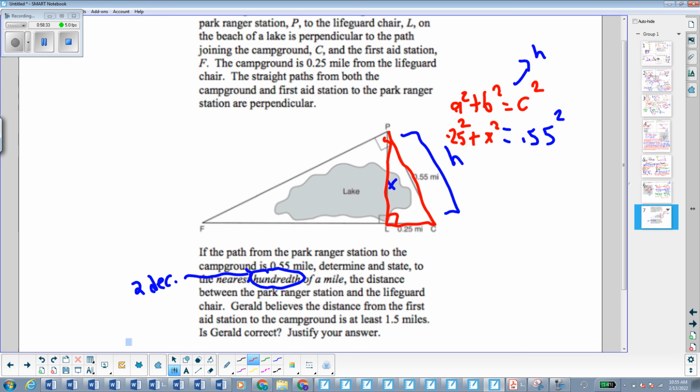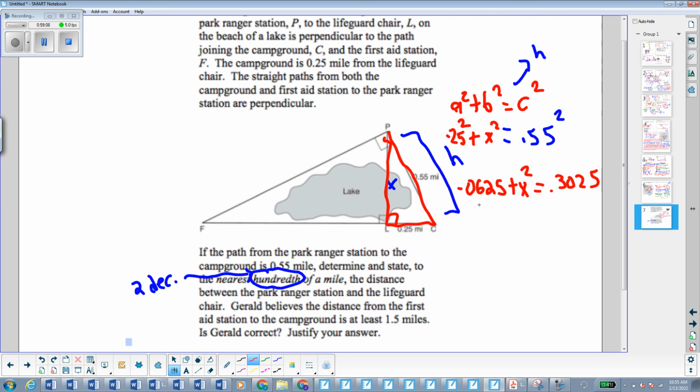Let's use our calculator to simplify what we can. So type in 0.25 squared. You're going to want to put parentheses around the 0.25 before you square it in order to get an accurate value. So I got 0.0625 on my calculator when I did that, plus x squared is equal to, I'm going to type in 0.55 squared. Remember once again to put parentheses around the 0.55 before you square it. And I got 0.3025.